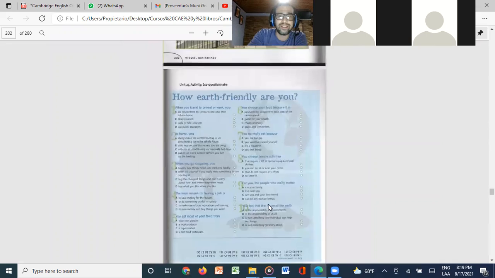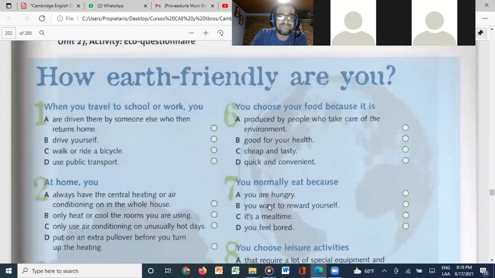Actually, this is part of what we saw, but we're going to practice it in speaking. We're going to discuss how earth friendly are you? Do you know this meaning, earth friendly? Yes. Friendly is like amigable con el ambiente. Exactly. So let's see how earth friendly are you?